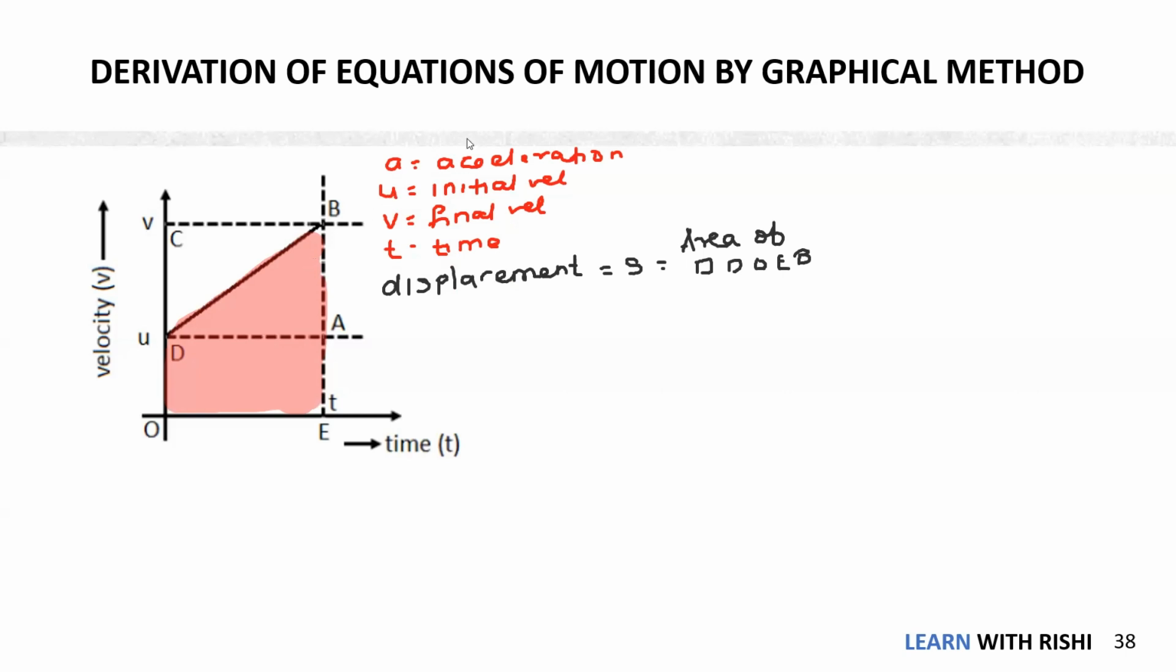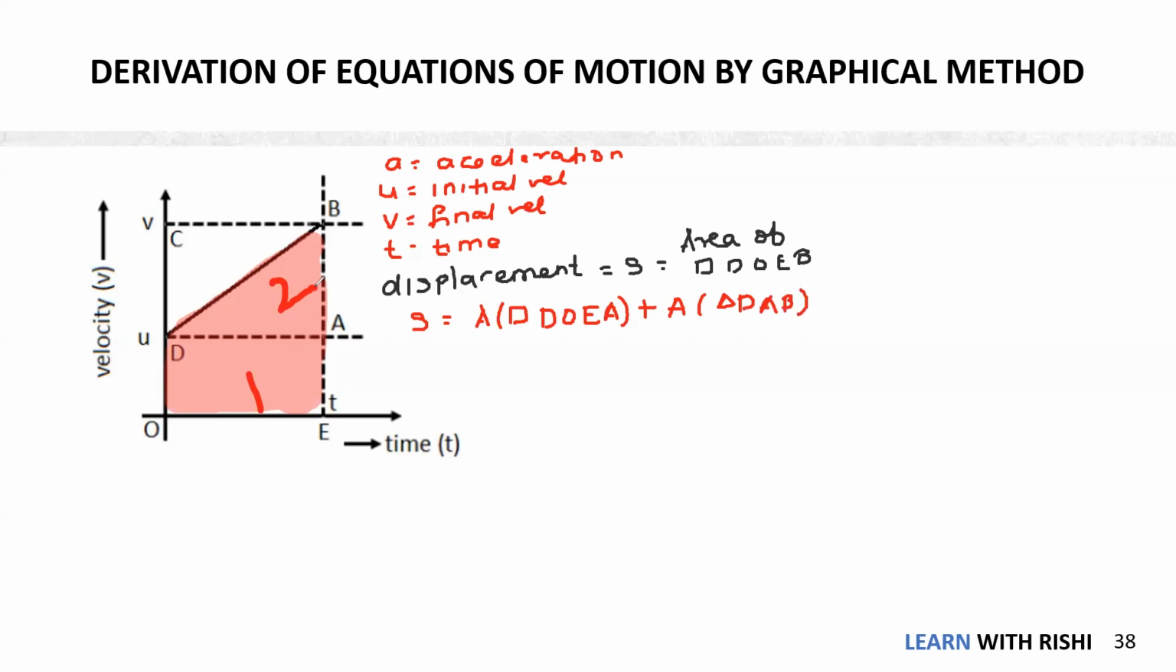Now you can see in the graph that we can split this area into two parts. The first part will be a rectangle and the second part will be a triangle. So we can write the further step as S is equal to area of rectangle DOEA plus area of triangle DAB.